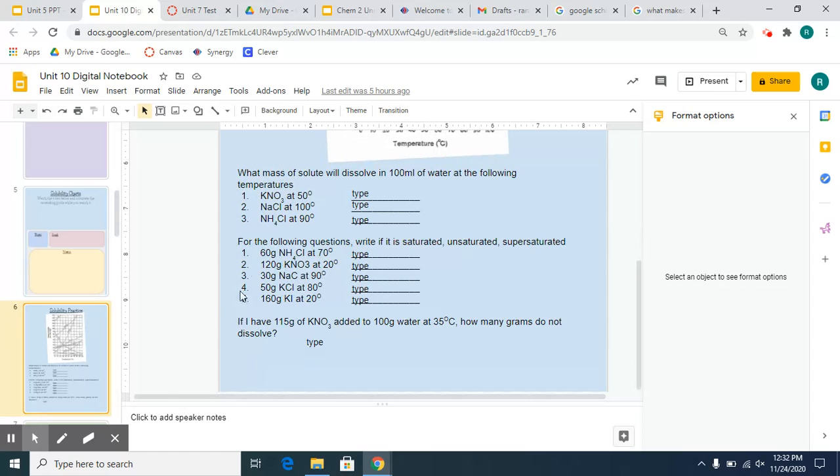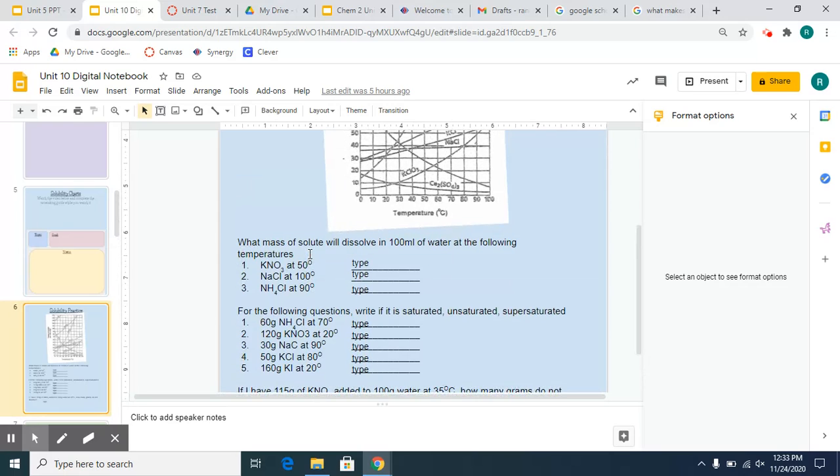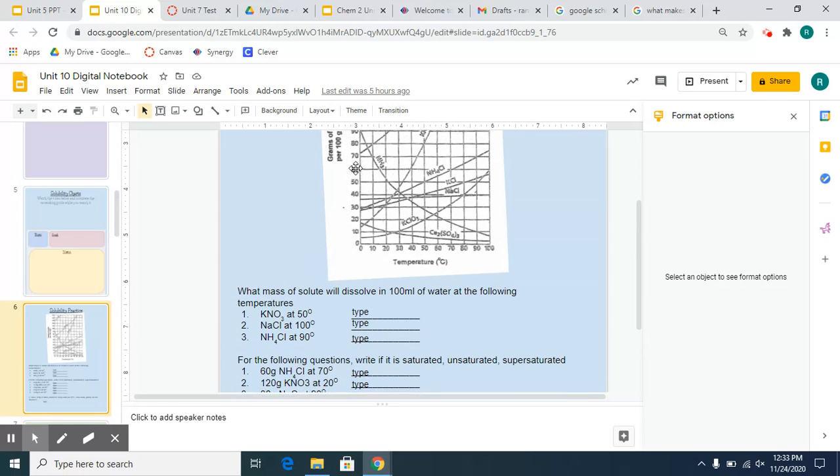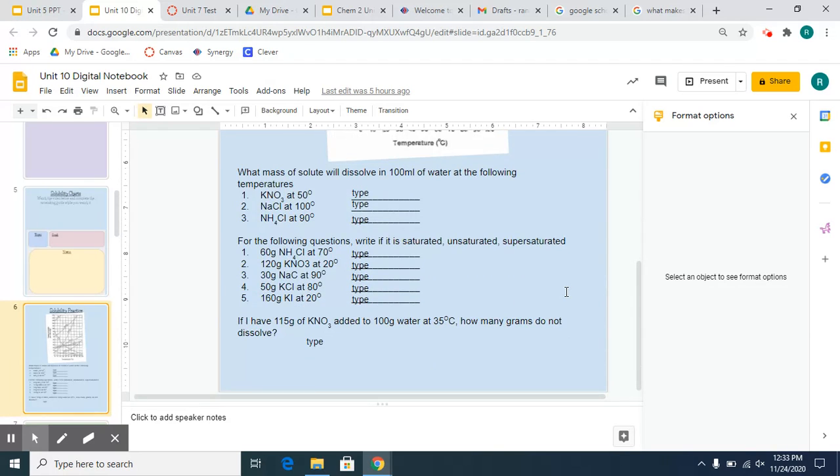For the bottom parts, for the following questions, write if it's saturated, unsaturated, or supersaturated. So number 1, 60 grams of NH4Cl at 70 degrees Celsius. So we have 60 grams, 70 degrees Celsius, so that would be right there, and we're talking about NH4Cl. Well, that's right on the line, so that would be a saturated solution. If it's above the line, it's supersaturated. If it's below the line, it is unsaturated.